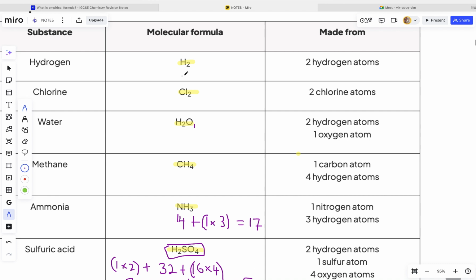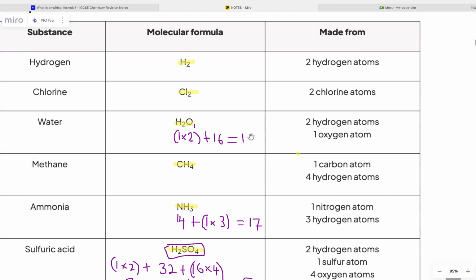So let's just do one more. You know, this is a compound, this is a compound, this one is a compound. But let's take a look at the case of an element. For water, it's 1 times 2 because hydrogen is 1 and it has 2 atoms, plus oxygen, whose relative atomic mass is 16. So 1 times 2 is 2, 2 plus 16, you get 18. The relative molecular mass of water is 18. Okay, so that's for water.